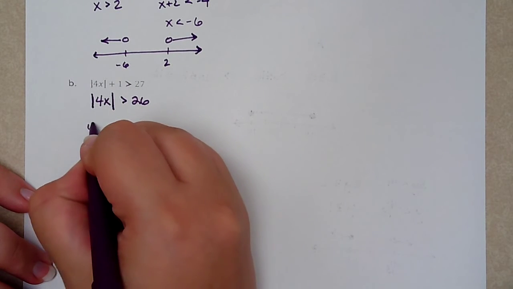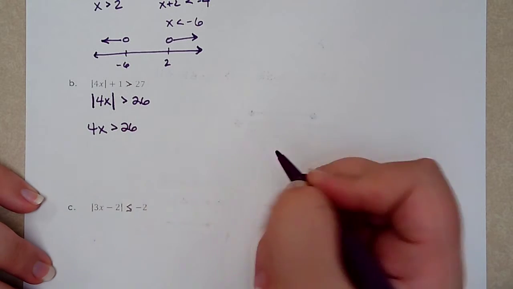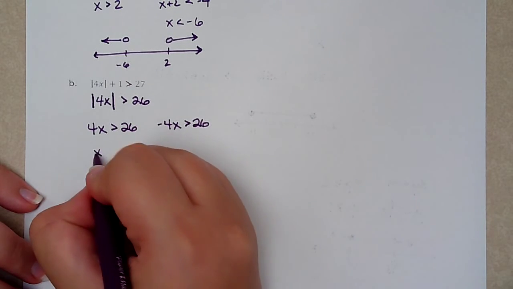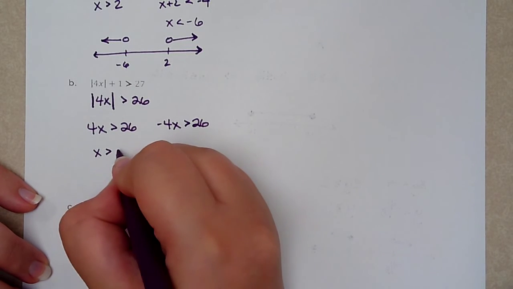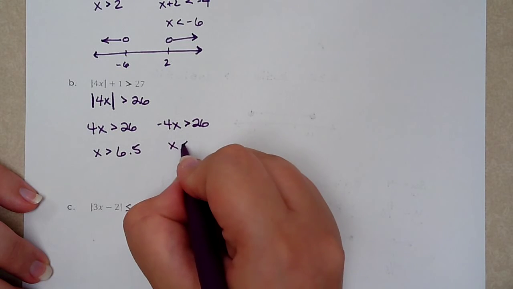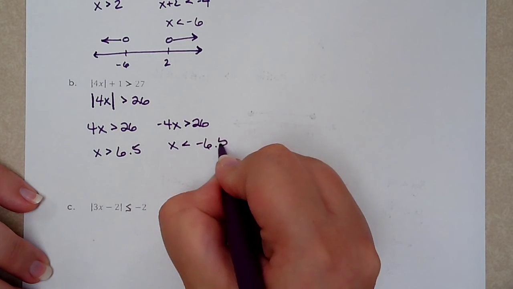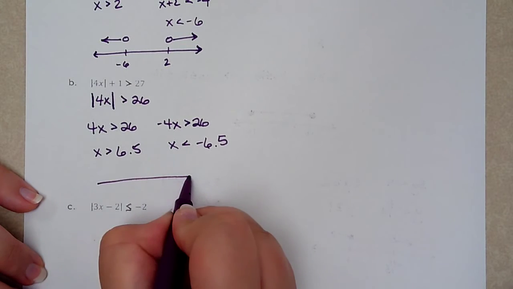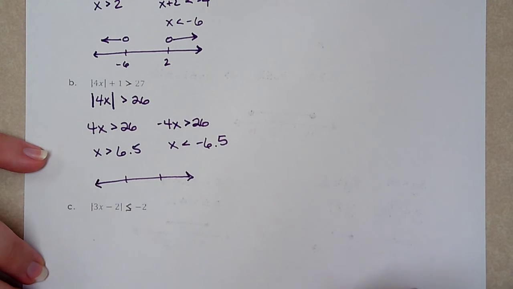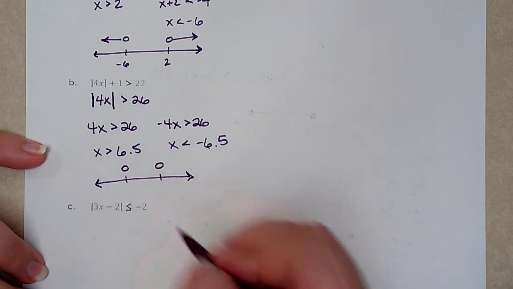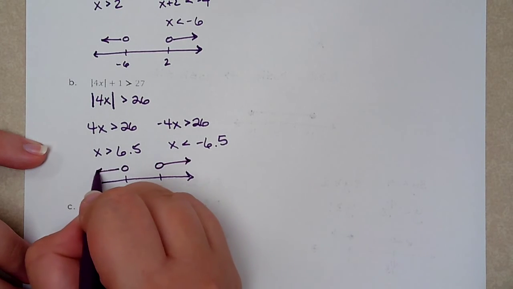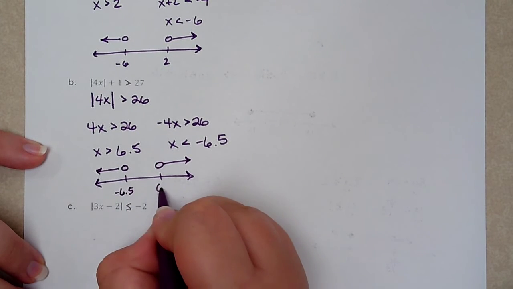So now we go ahead and say the positive could be greater than 26 or the negative could be greater than 26. X is going to be greater than 6.5, or X is going to be less than negative 6.5. Check with both of those. I see that they both work. They don't cause any issues. Usually with inequalities, they don't. There's very rare cases. And then X is greater than 6.5 and less than negative 6.5.